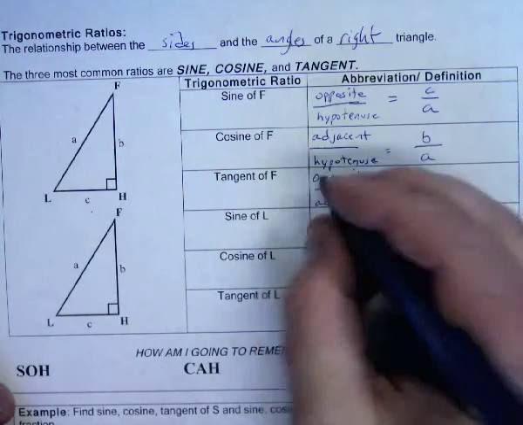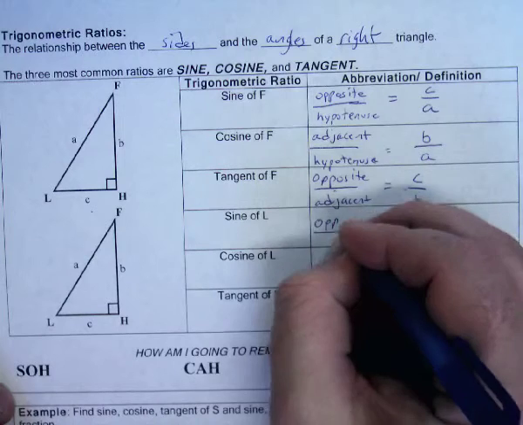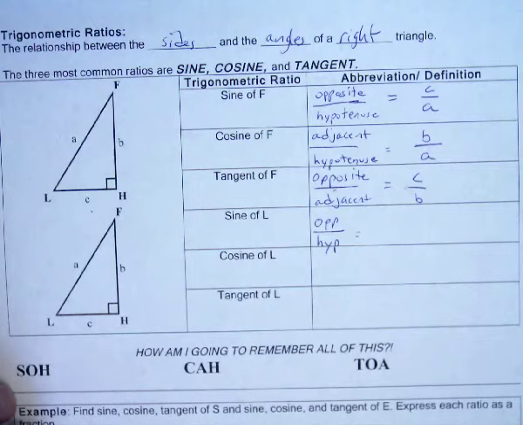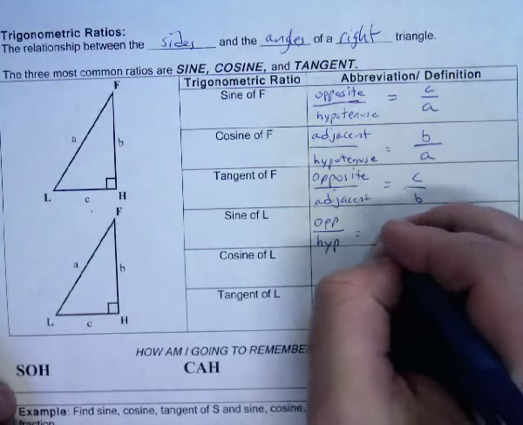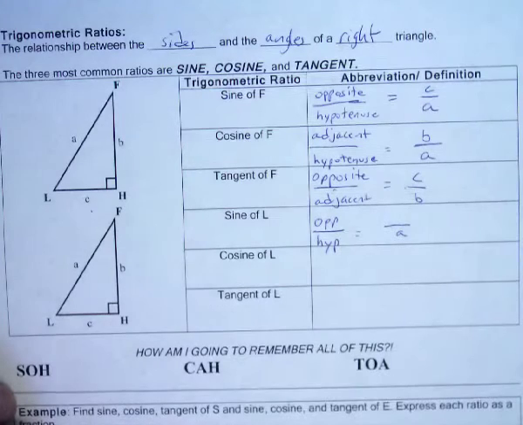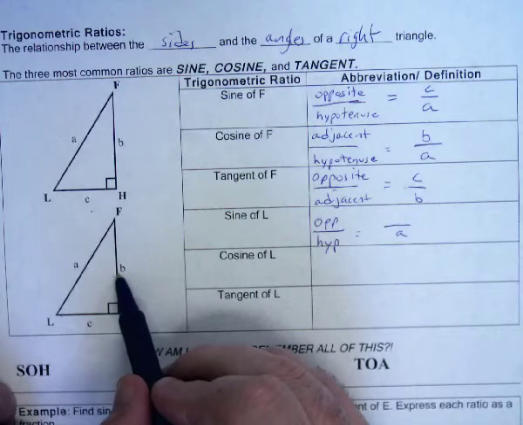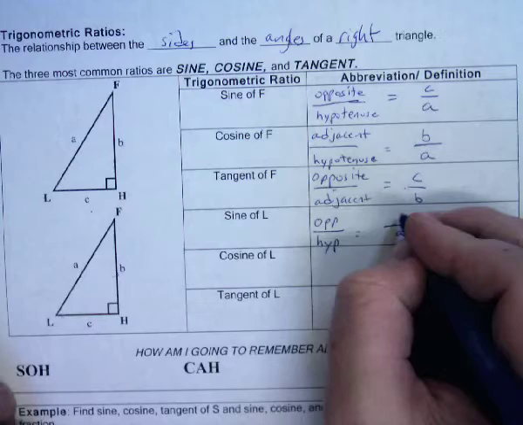Sine of L is opposite over hypotenuse. And notice I abbreviated there to just OPP and HYP. That's pretty standard. But if you need to write it out, feel free. It would be opposite over hypotenuse. And for L, the hypotenuse, because we are in pretty much the same triangle, does not change. However, the opposite side does. Here, B is opposite of L. So we're going to get B over A.